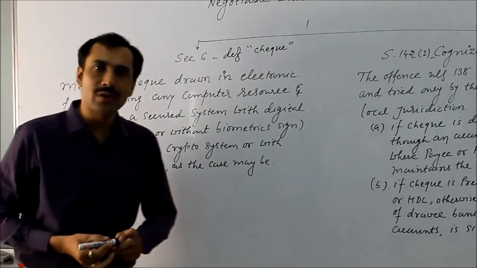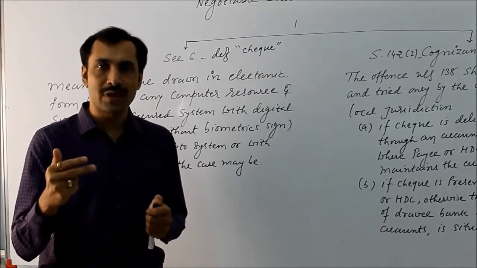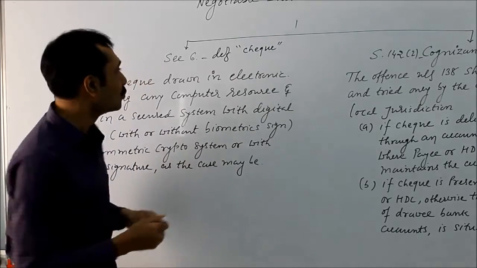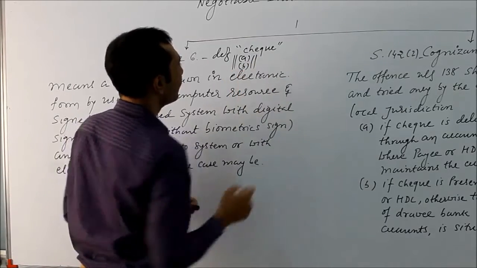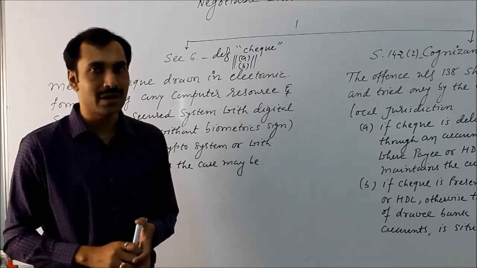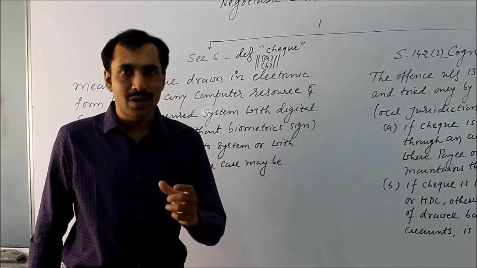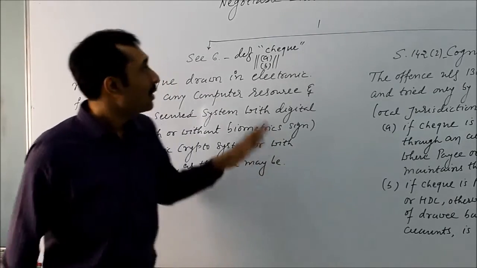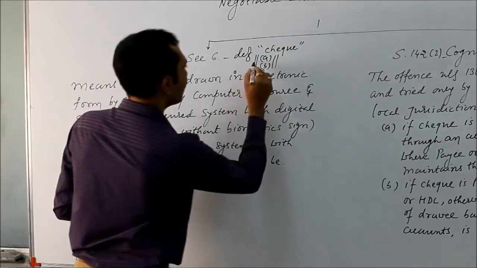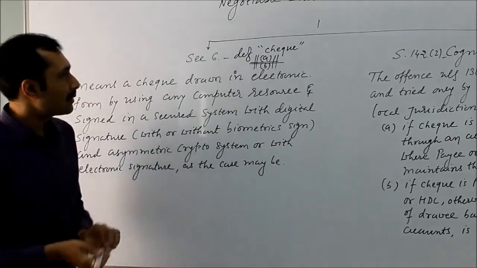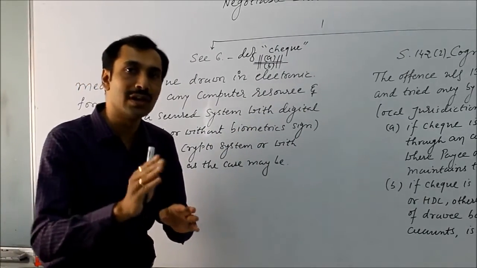I hope that every one of you is aware of the definition of a check, but it contains two explanations. Section 6 has two parts, part A and part B. Part A contains the explanation with regard to the electronic check, while part B contains the explanation with regard to the truncated check. Now this Amendment Act 2015 has brought changes under part A. Earlier the check included the electronic check. Now also the definition of a check includes the electronic check.